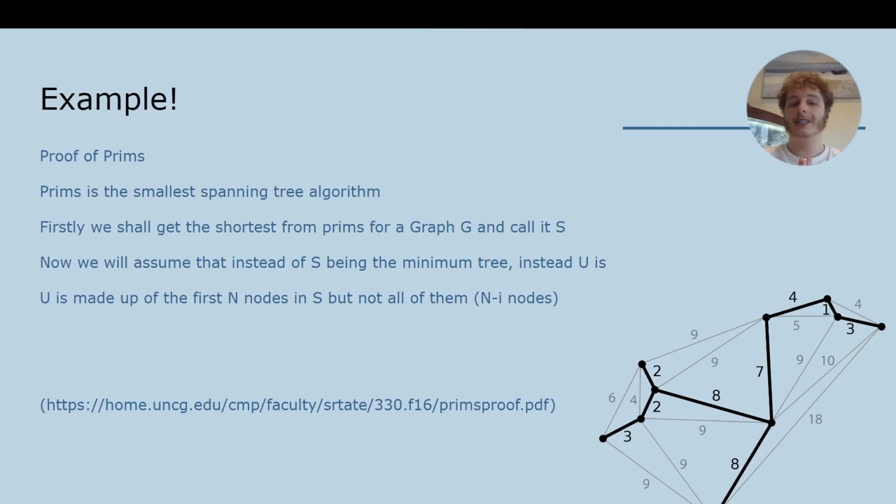Now, we'll assume that instead of S being the minimum spanning tree, there's actually a different spanning tree called U. U is going to be made up of the first n nodes in S, but not all of them. So it's effectively S with some of the fat trimmed off. We'll call it n-1 nodes, all right?